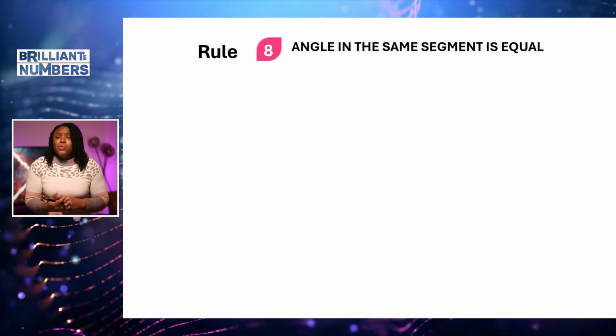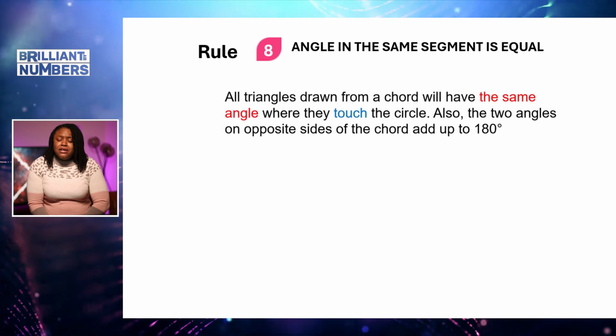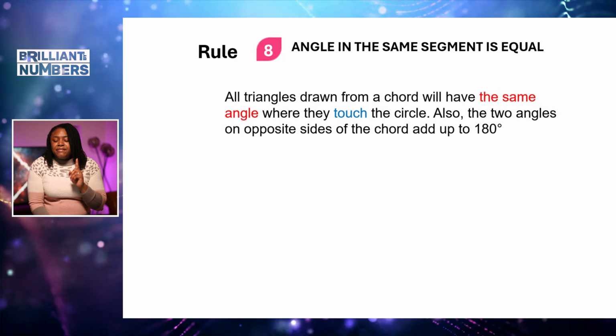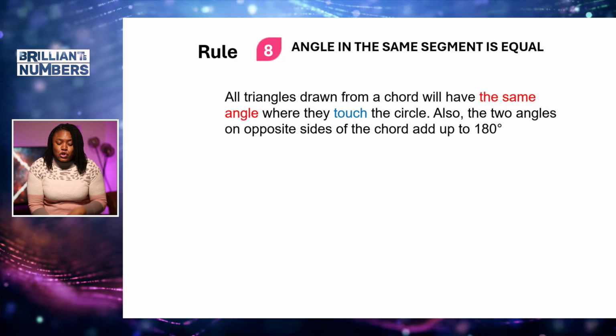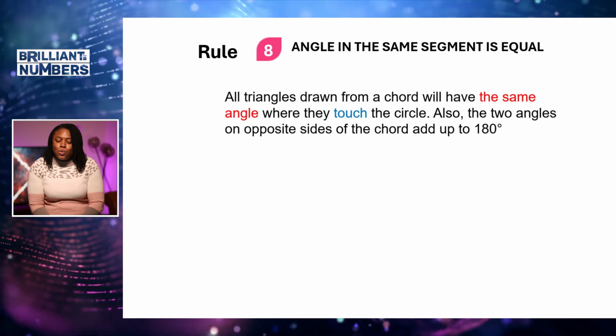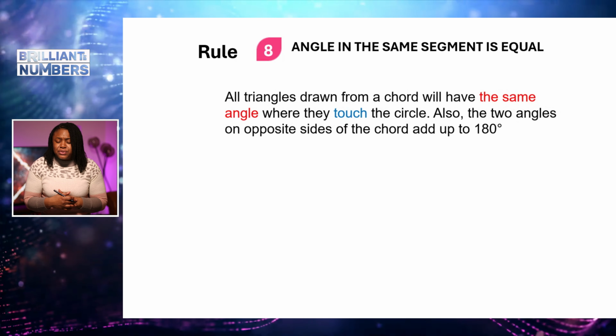And there we have done 2 questions just to embed that concept. So we're going to move on to our next theorem, which is rule number 8. So rule number 8 says angles in the same segment are equal. So another one that sometimes is very tricky as well. Now, all triangles drawn from a chord will have the same angle where they touch the circle. Also, the 2 angles on the opposite side of the chord will add to 180, and this brings us back to the cyclic quadrilateral we've dealt with in previous lessons.